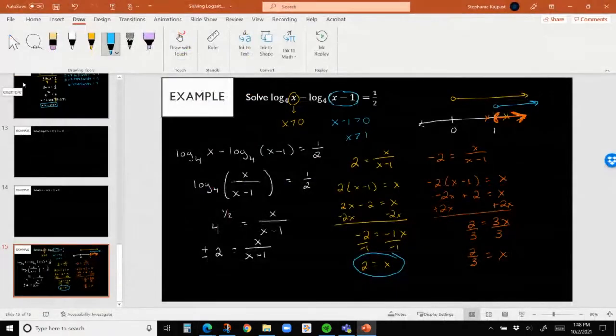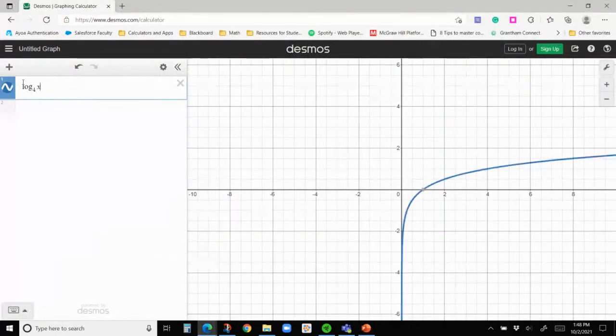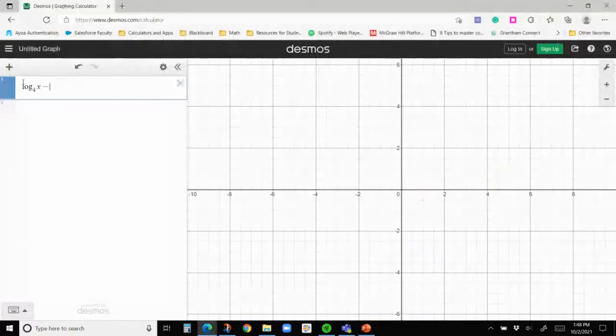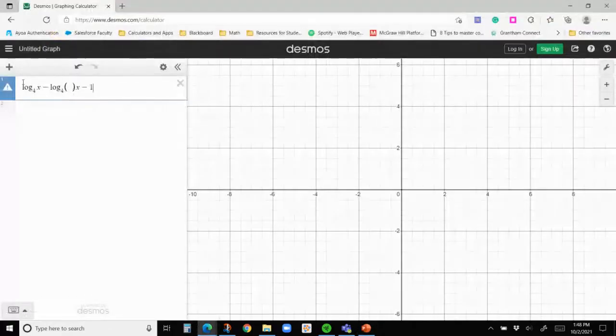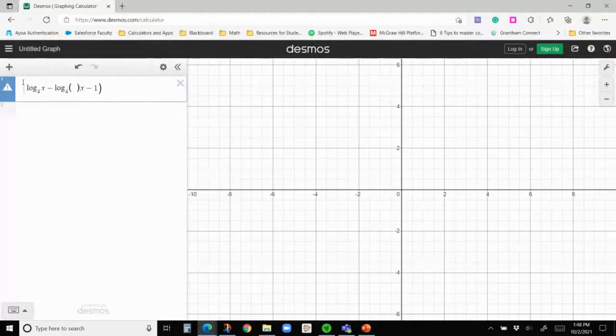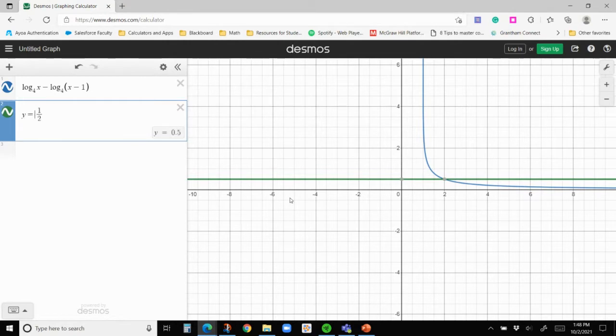We are going to have the left side of the equation, log base 4 of x minus log base 4 of x minus 1. Oops. There we go. And then the right side of the equation was 1/2. And so we had an answer of negative 2, and I really should write this as y equals 1/2. So negative 2 does not intersect.